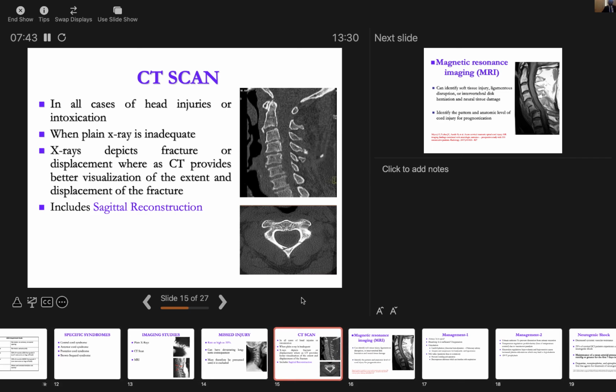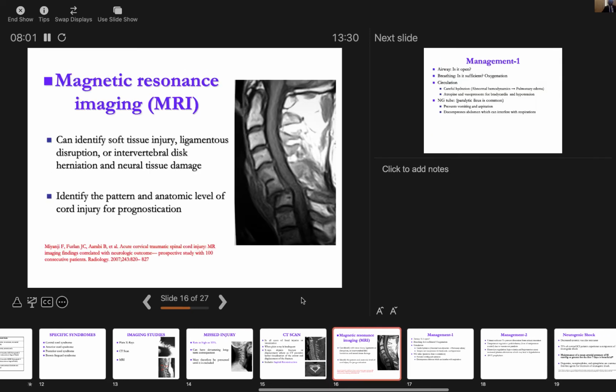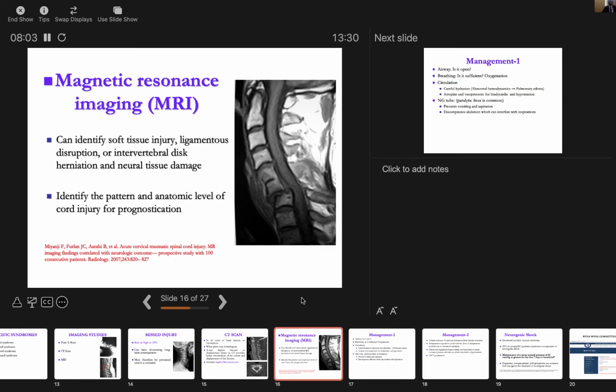CT scan. X-ray depicts fracture or displacement, where a CT provides better visualization of the extent and displacement of the fracture. The CT scan should include sagittal reconstruction for better viewing. Magnetic resonance imaging is good for soft tissue, ligamentous disruption, the canal, disc herniation, cord edema, hematoma, and contusion of the cord itself.